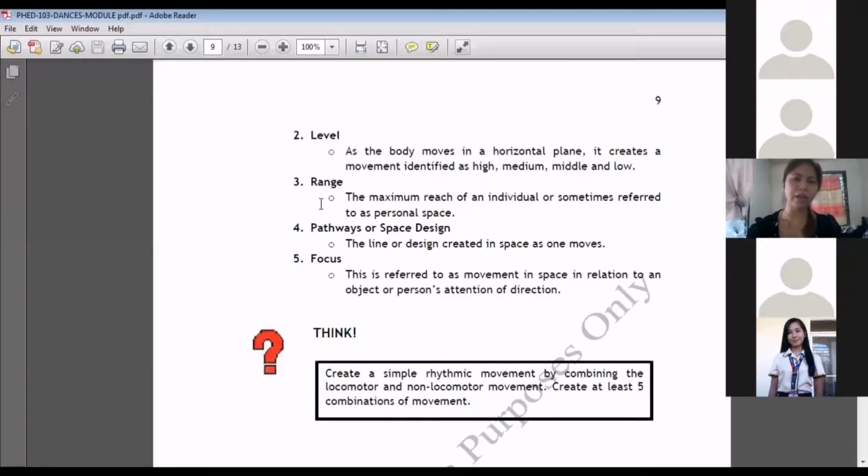Next, how about sa range? Yun yung sinasabi natin kanina nung pinag-usapan natin sa space, general, and personal space. So, kung within your own personal space lang ba or pwede mong i-navigate yung general space within how many meters or how many steps. Yun yung range na sinasabi. Within how many or how much yung range ng movement na pinapagawa sa'yo doon sa dance pattern na yon. So, that is also important.